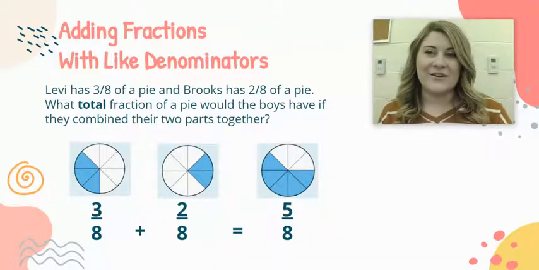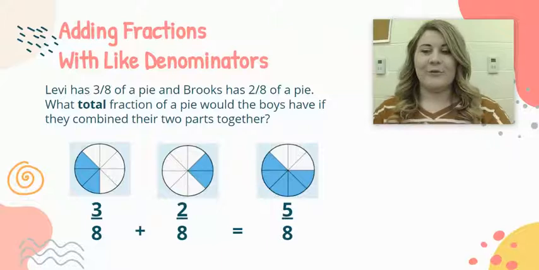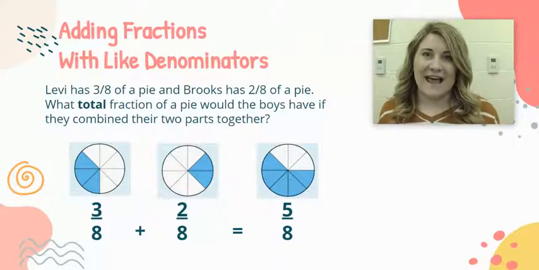So that is how you add fractions with like denominators, or the same denominators. You leave the denominator the same and you just add the top number.